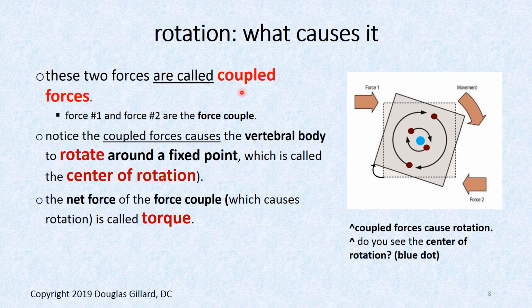Rotation, what causes it? Well, here's the word coupling: you could say that forces are coupled that cause rotation. So if you add this force to this force, those forces are coupled and that causes rotation. Notice that the coupled forces cause a vertebral body to rotate around a fixed point. That's the blue point here. That blue point is called the center of rotation.